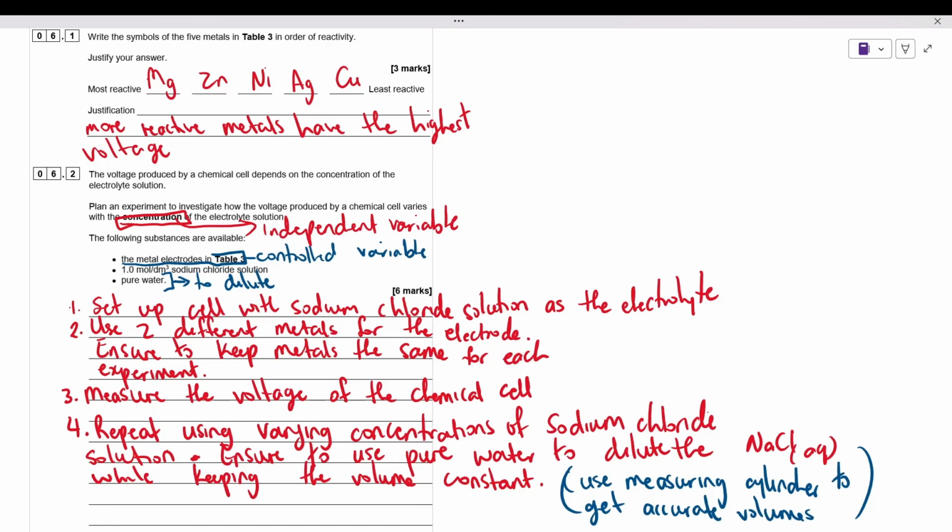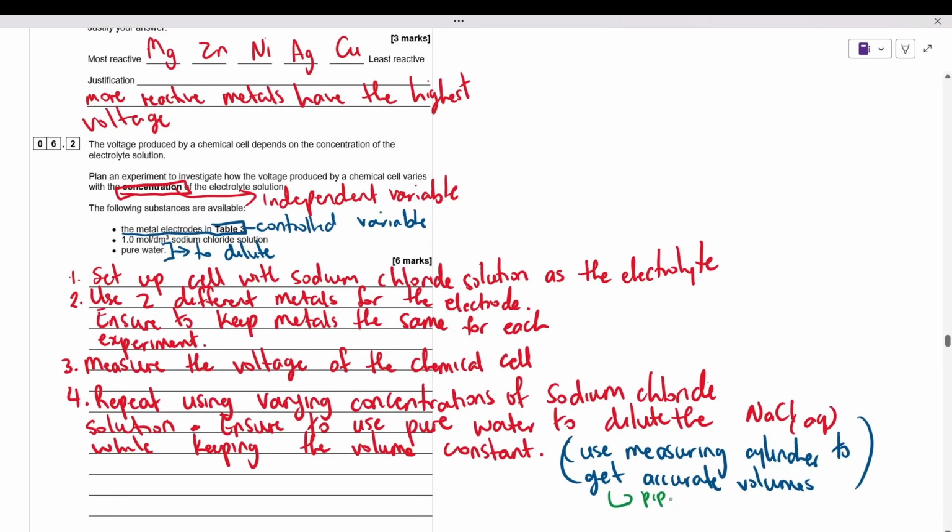Now, if you want to be even more accurate, you could also mention, instead of the measuring cylinder, that you're going to be using the pipette instead, right? So the pipette, you could mention that as well. Guys, I've forgotten how to spell pipette now. So you could mention that you're going to be using a pipette instead, which is more accurate than the measuring cylinder. Okay, but that's all you need to have for this question.